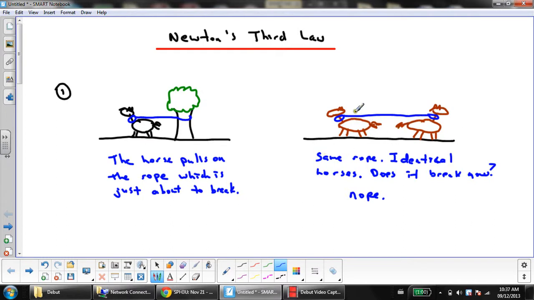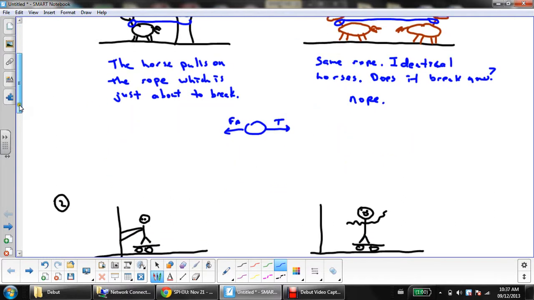If you weren't sure, we could draw a free body diagram of each horse. Is this horse moving? No. So therefore, this applied force by the horse must be equal to the tension in the rope. And is this horse moving? No. And since they're identical, FA must be the same, and so the tension in this rope, whatever's pulling back here, is the same. Whether I put a horse here or a tree, it's the same thing.